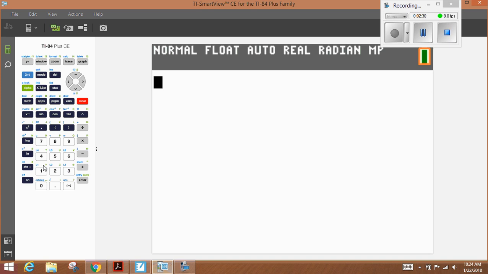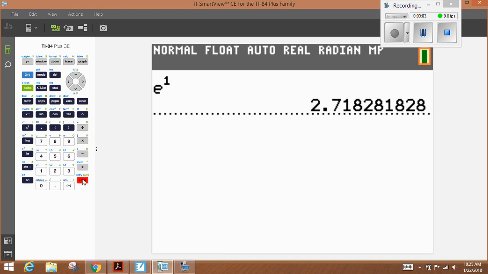It turns out to be... sorry, it's hard to see, but if you hit second and then the ln, well, maybe it did not hit second. Second, there we go. And then ln, it gives you E. And if we want to know what E is, we would just say E to the first power, right? And that gives us what E is.